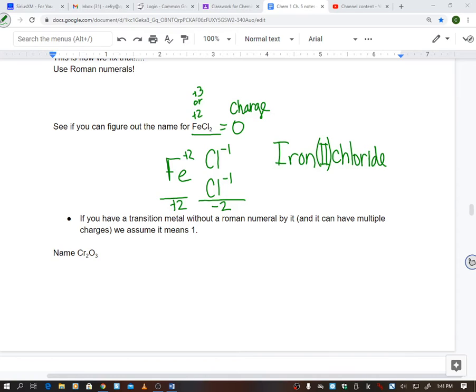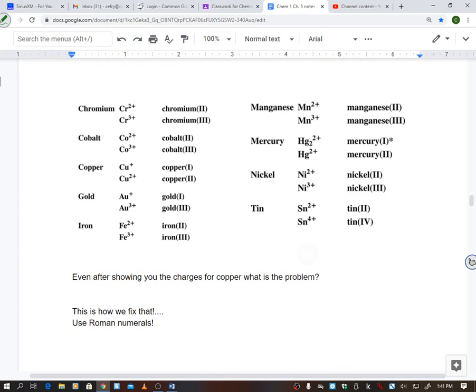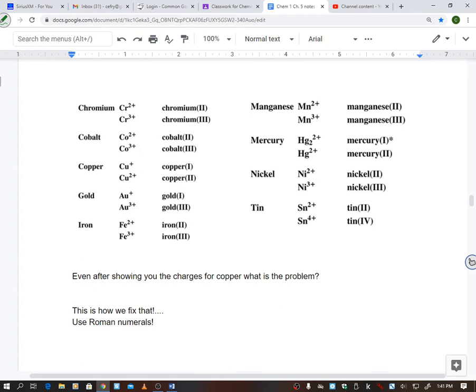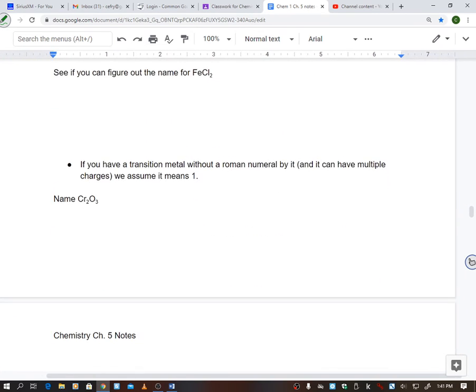All right? If you have a transition metal without a Roman numeral by it, and it can have multiple charges, we assume that it means 1. So I'm talking about, let me get rid of this and scroll up. Let's look up here. Gold, for example. If I just have like gold nitride and I don't have a Roman numeral, you're going to assume that it is gold 1, right? So that's how that would work.